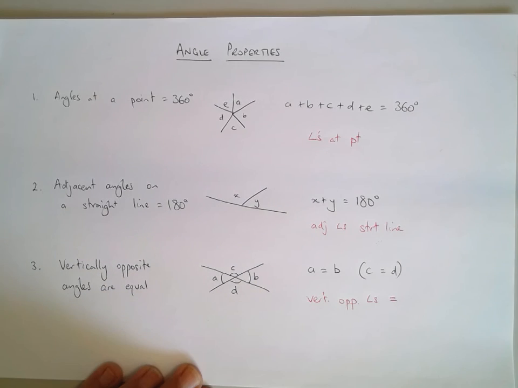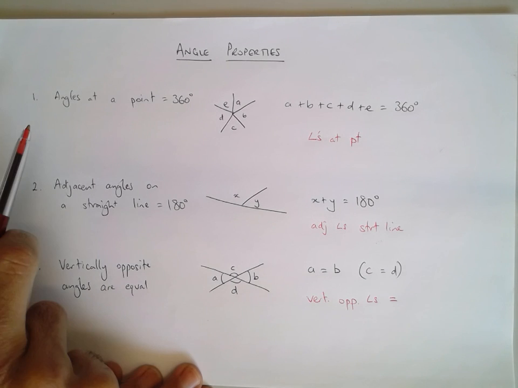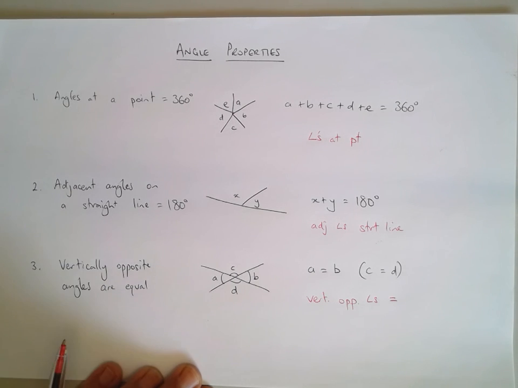So there are our first three angle properties: angles at a point, adjacent angles on a straight line, and vertically opposite angles.